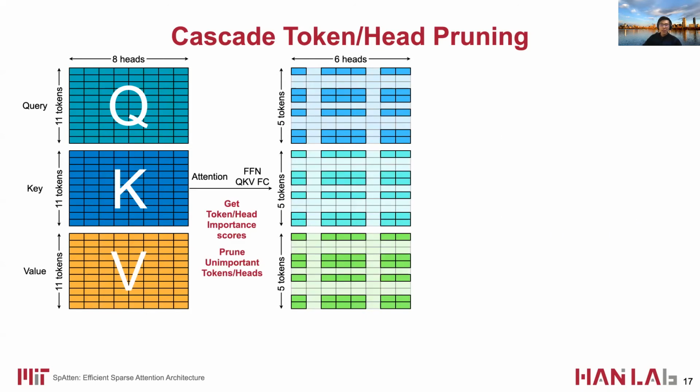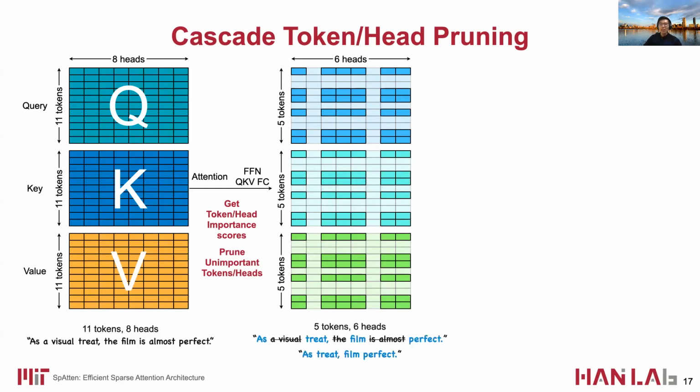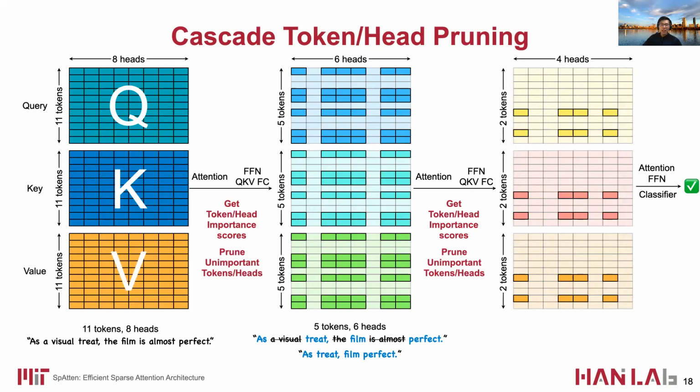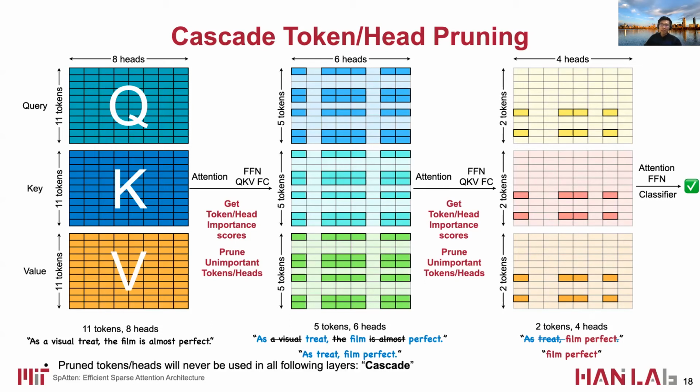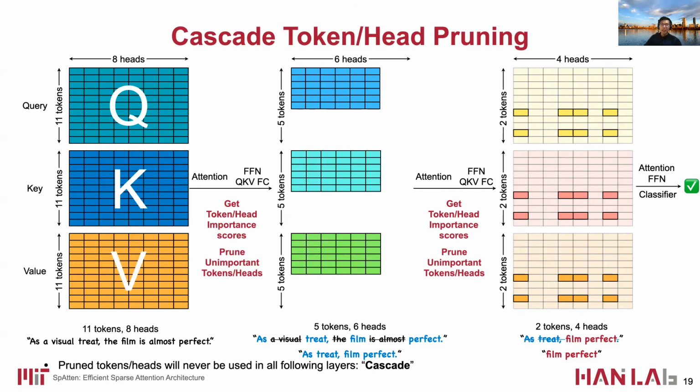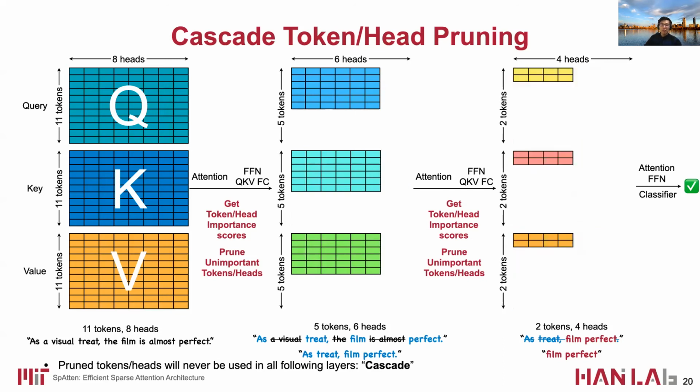In order to do this, we need to use an indicator called importance score to tell us which tokens and heads are unimportant and prune them away like this. This corresponds to removing tokens and heads in the previous example. Similarly, for the remaining tokens and heads, we can again evaluate their importance after layer 2 and prune unimportant ones, which correspond to the remaining 2 tokens and 4 heads in the example sentence. During this process, the pruned tokens and heads will never be used in all following layers, thus it is called cascade. It helps us to reduce the computation and memory access because we only need to fetch and process remaining tokens and heads.